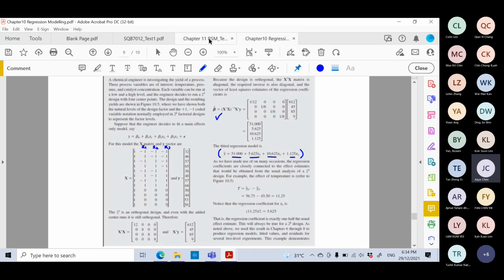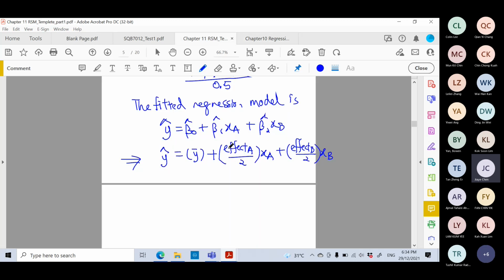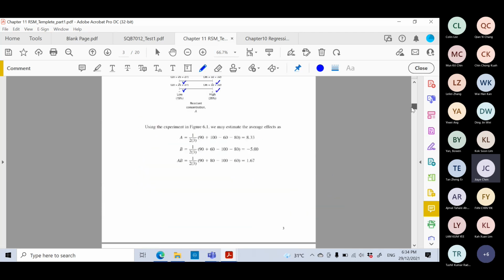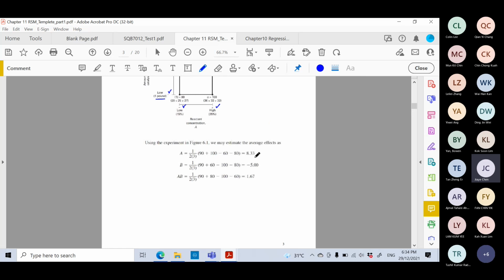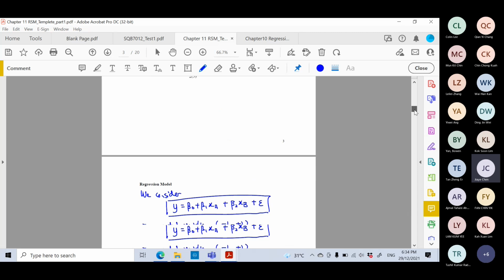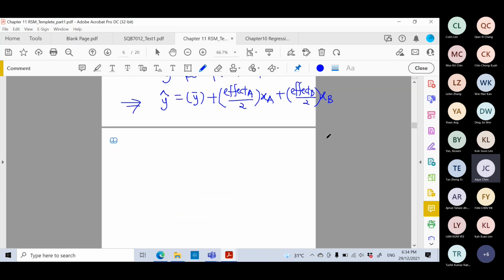Unless it is not a 2 to the power of k factorial design, or it is an incomplete model, then you may need to recalculate it again. Okay, in the equation here, as I have just shown you, the fitted effect of A is 8.33, and the effect for B is equal to -5. So we can form the fitted equation directly. It will equal the mean, meaning the average value of the data.